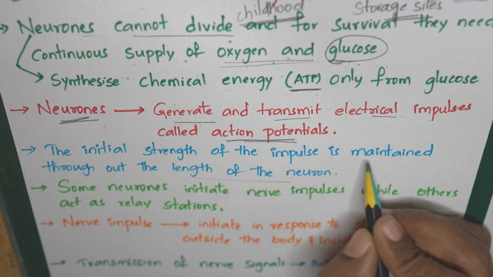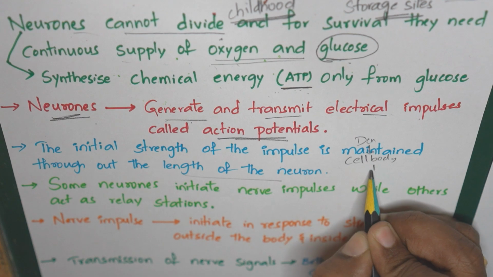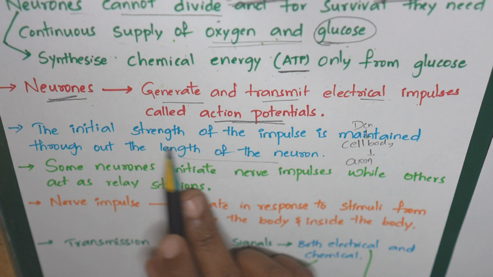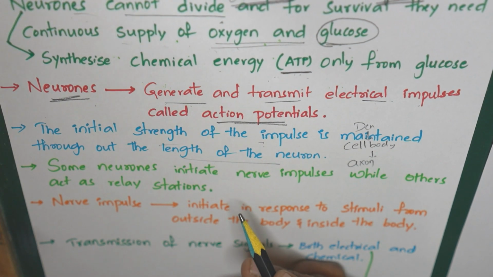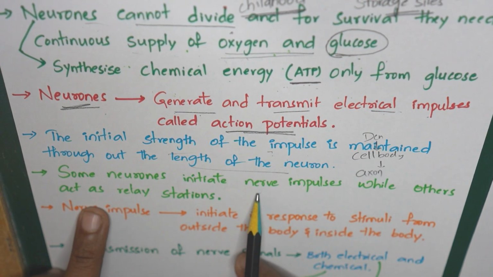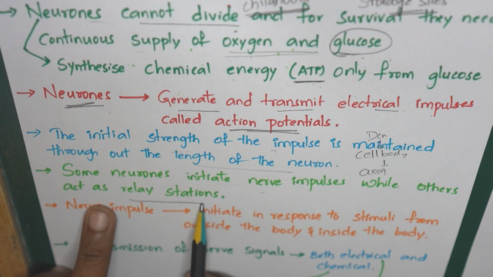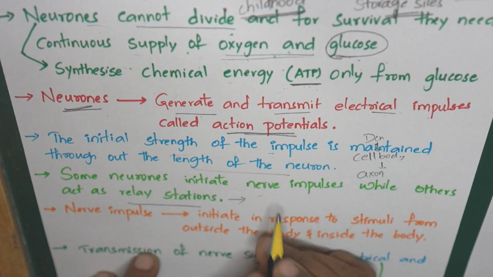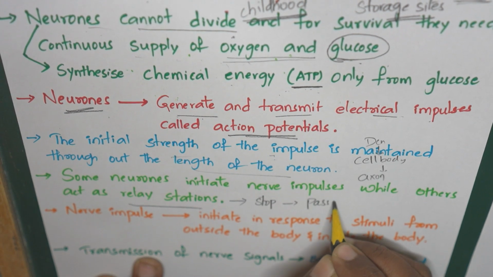That is, from the dendrites the impulse goes to the cell body, then to the axon, and like that it reaches throughout the neuron; the impulse strength will be maintained. Here we cannot say that all neurons initiate nerve impulses. Some neurons initiate the nerve impulses while others act as relay stations. Relay stations are like a stop. There the nerve impulses stop and are passed on to other nerves.